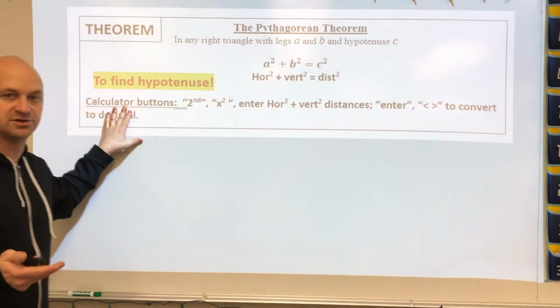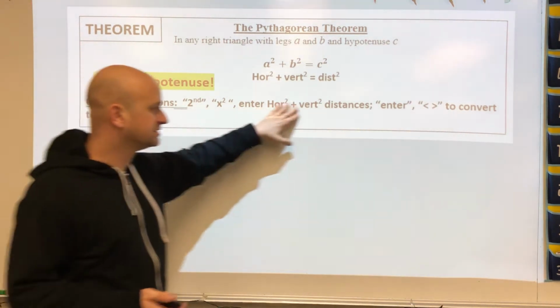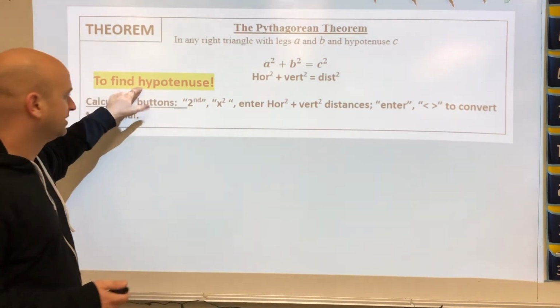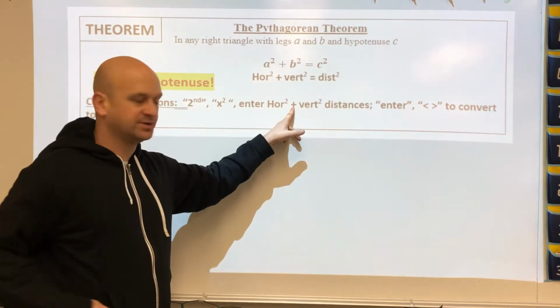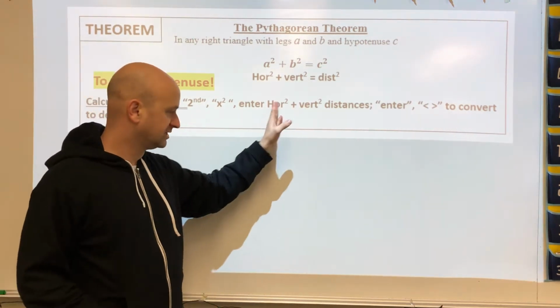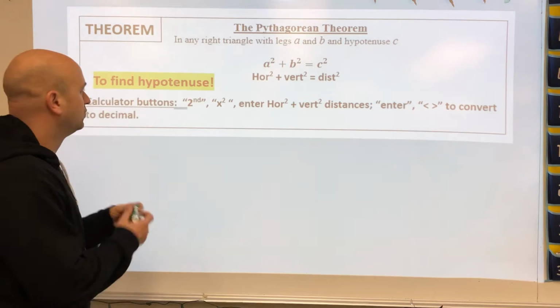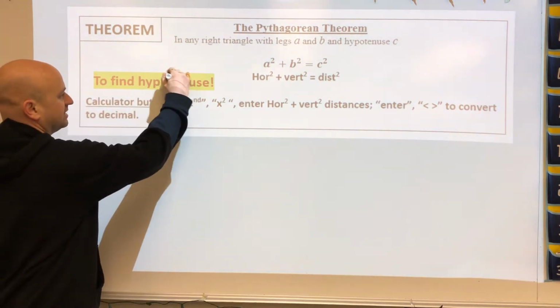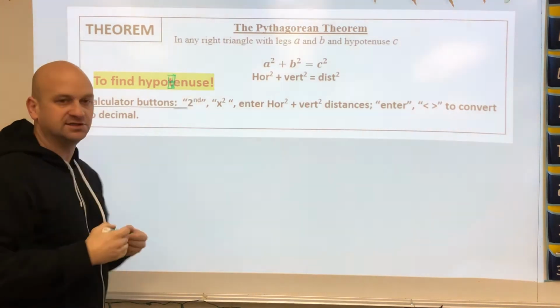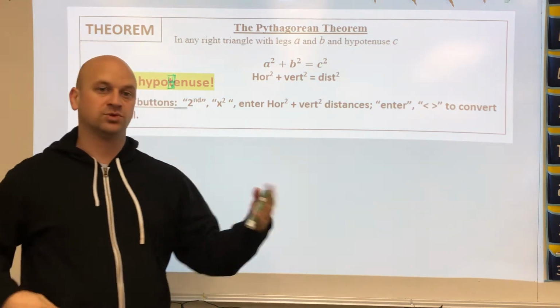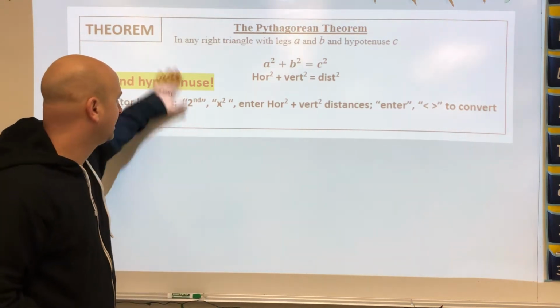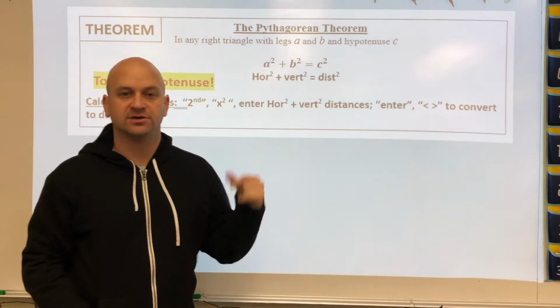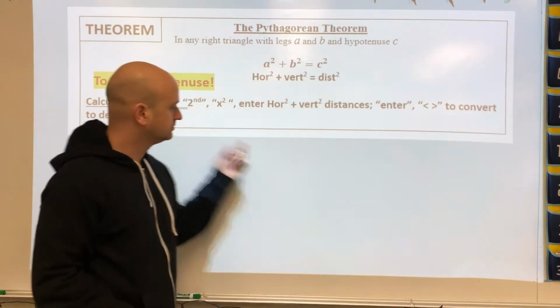With the calculator I recommend in class, these are the buttons that you would use in order to find the hypotenuse. And we notice that we have to add the horizontal distance and the vertical distance. One way to remember this is that the hypotenuse has a t, and that looks like the addition sign. So that's one way to remember that you need to add these together when you find that.